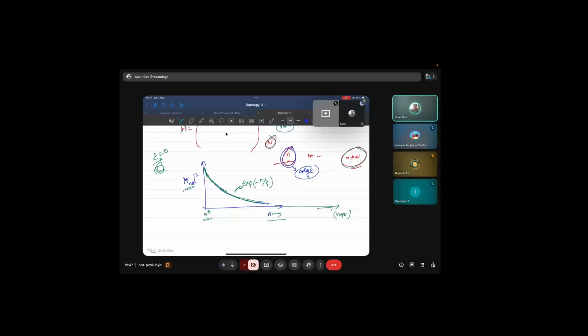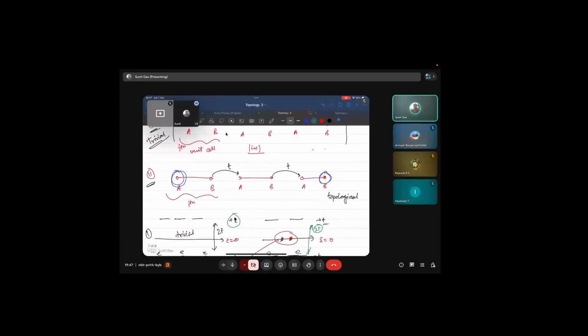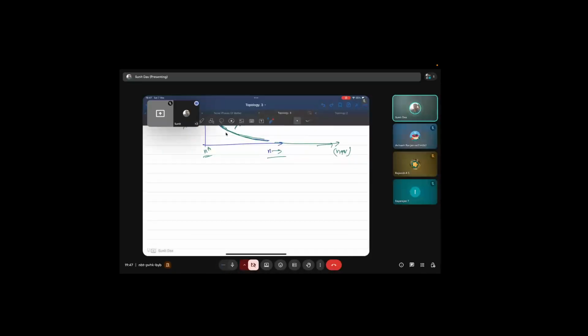Now as you go within the bulk, physically you are trying to see the wave function here. And for these zero energy modes, you will see that the wave function peaks here, and then quickly falls off as you go within the sample. So this is called edge modes.